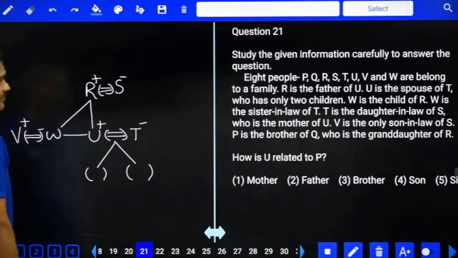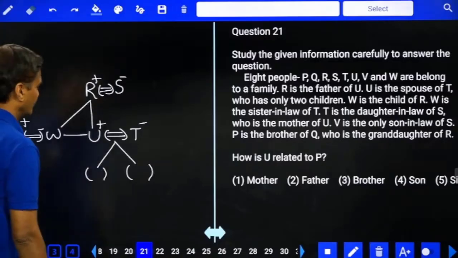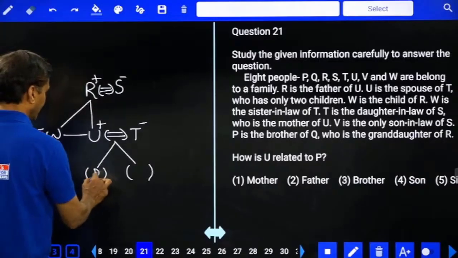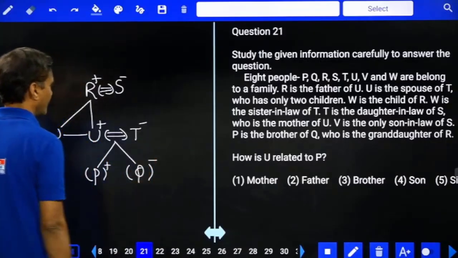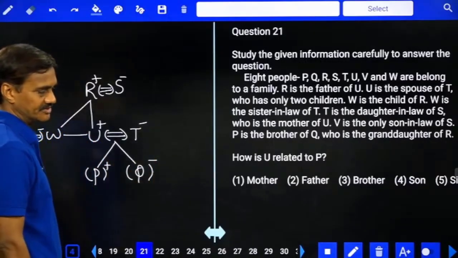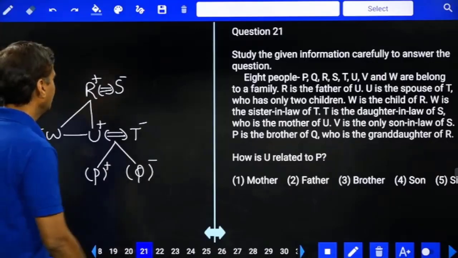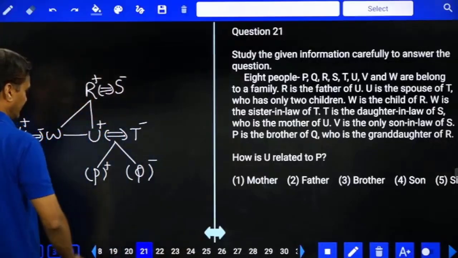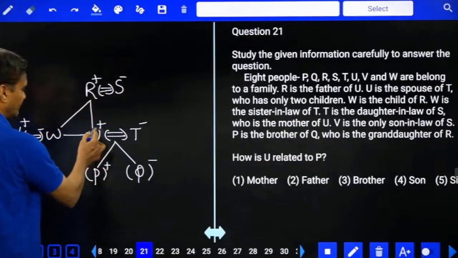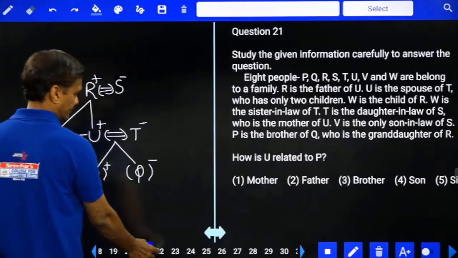V is the son-in-law of S, and P is the brother of Q. Now finally we have P. He is the brother of Q, and Q is the granddaughter of R. Then this is how these 8 persons were related. How is U related to P? Now P's father is U, father, that is choice 2 for question 21.